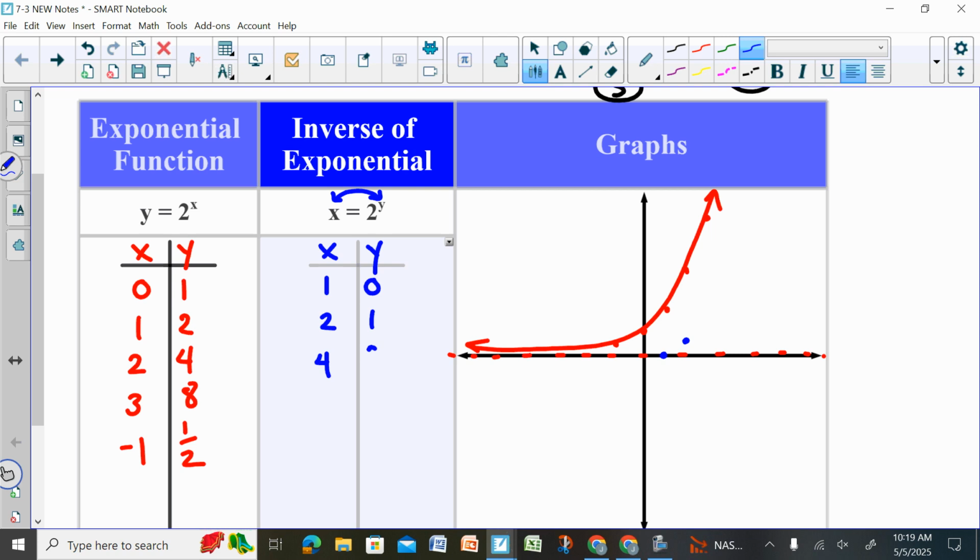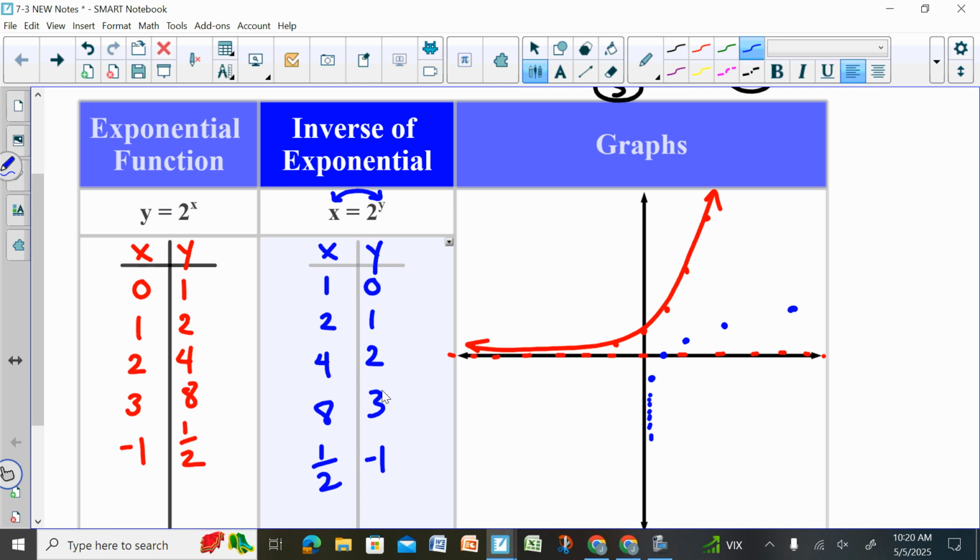4, 2 means I'm going over 4, up 2. 3, 8 now is 8, 3. So I'm going over 8, up 3. And what you're going to notice is sort of like a square root function, very similar. I can go ahead and do 1/2, -1. So 1/2 is my x, and then I'm going to go down to -1. And so what you're going to find out is we no longer have a horizontal asymptote.